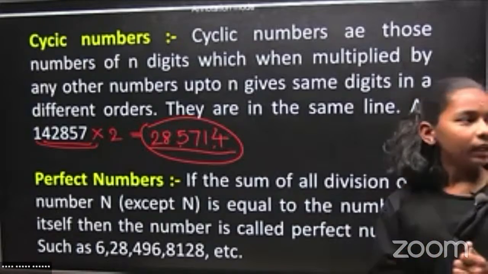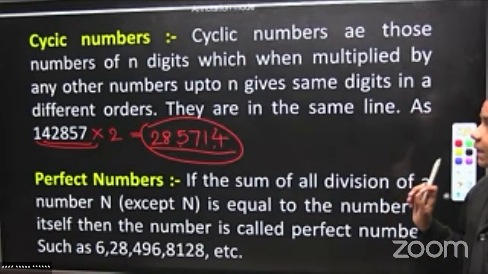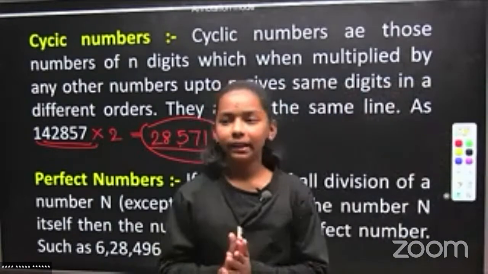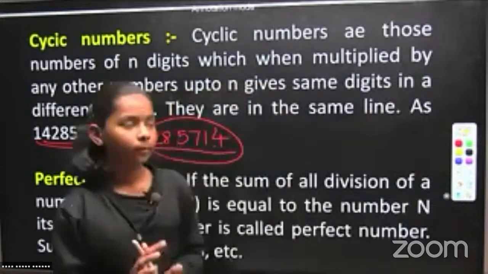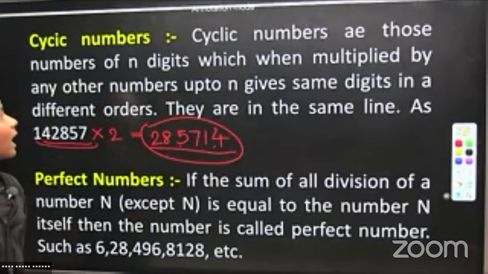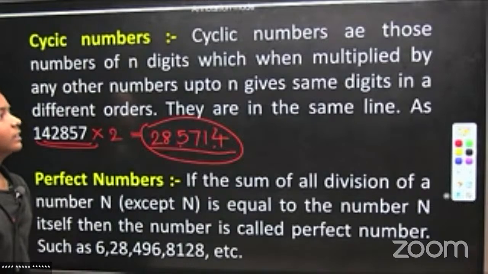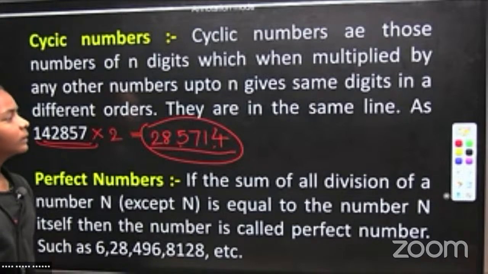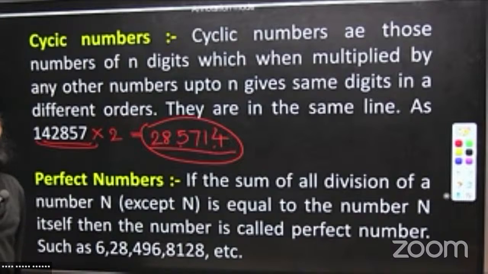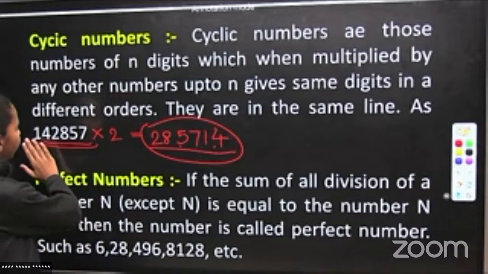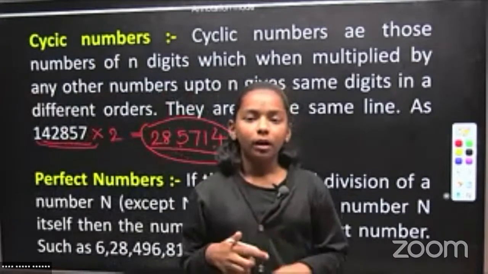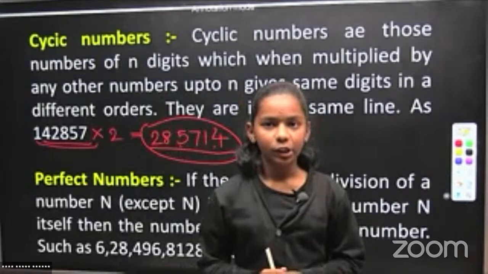Now, see here. Firstly, understand this definition. Cyclic numbers. Cyclic numbers are those numbers of n digits which when multiplied by any other number up to n give the same digits in a different order. Now, see here, I will tell you the meaning of this definition.